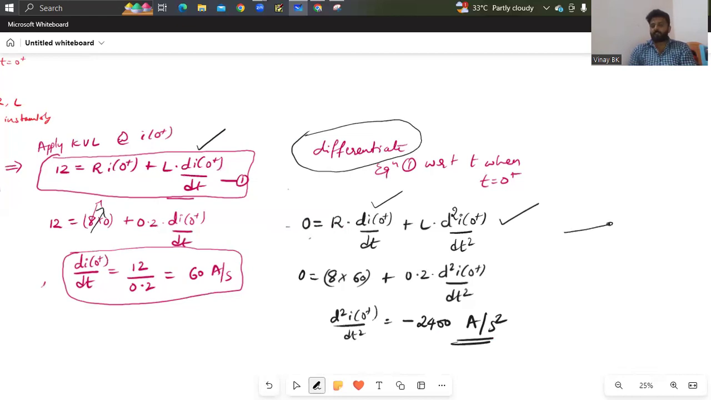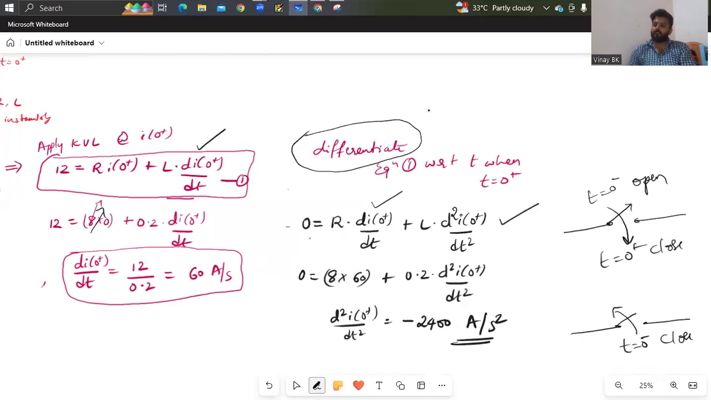So you should understand the switch condition. This is a switch. You just see the arrow mark of this. If it is downward, when t equals 0 minus, the switch is open, and when t equals 0 plus, the switch is closed. If the switch condition is like this, if the arrow mark is on the upside, then when t equals 0 minus, the switch is closed, and when t equals 0 plus, the switch is open. In the initial condition, t is 0. Here also when t equals 0, the switch is closed, and below it is open.